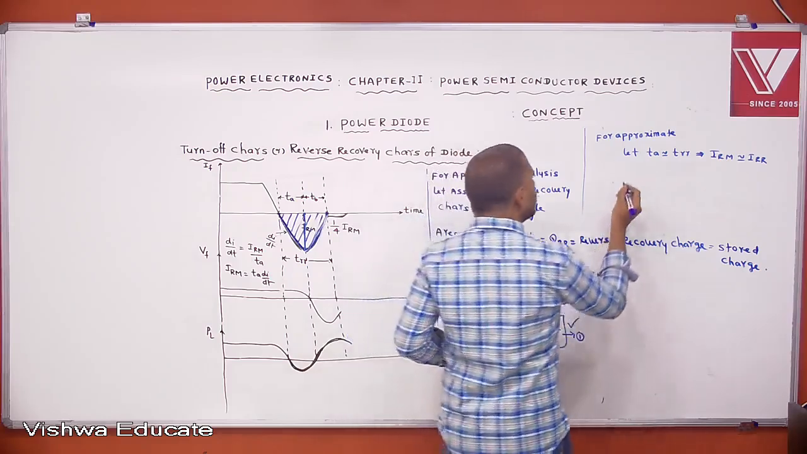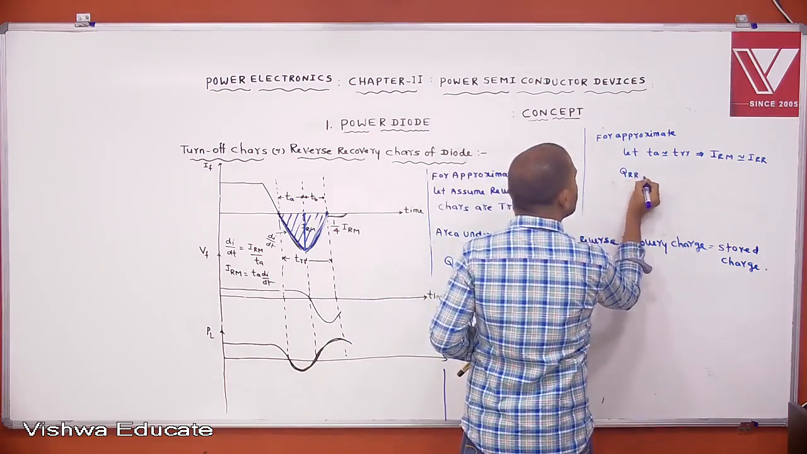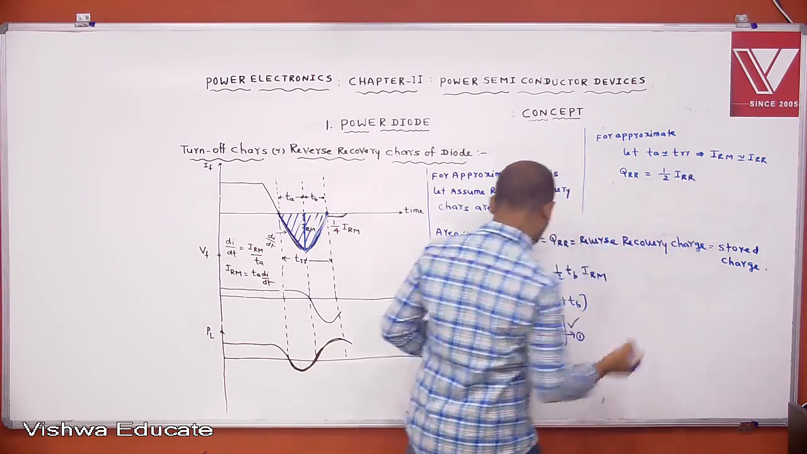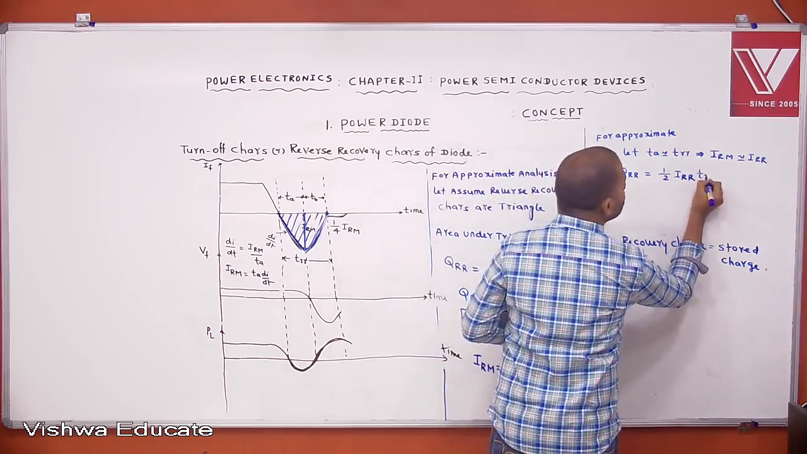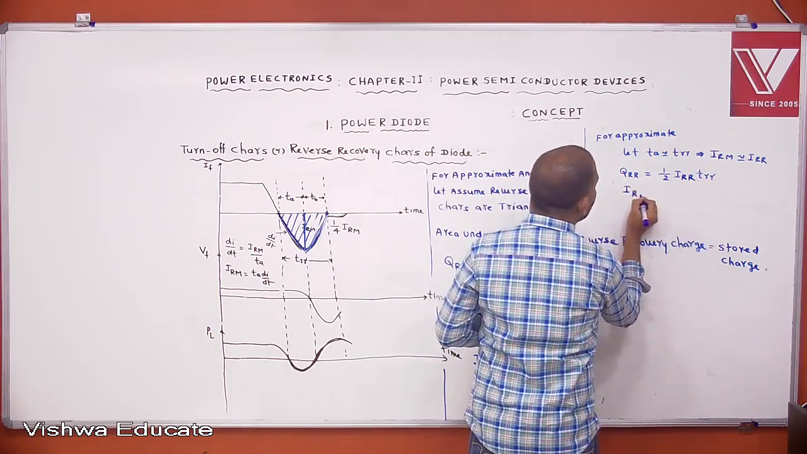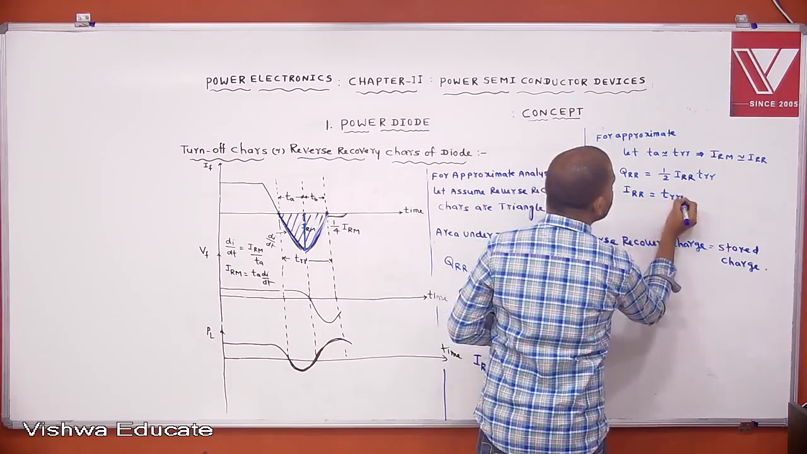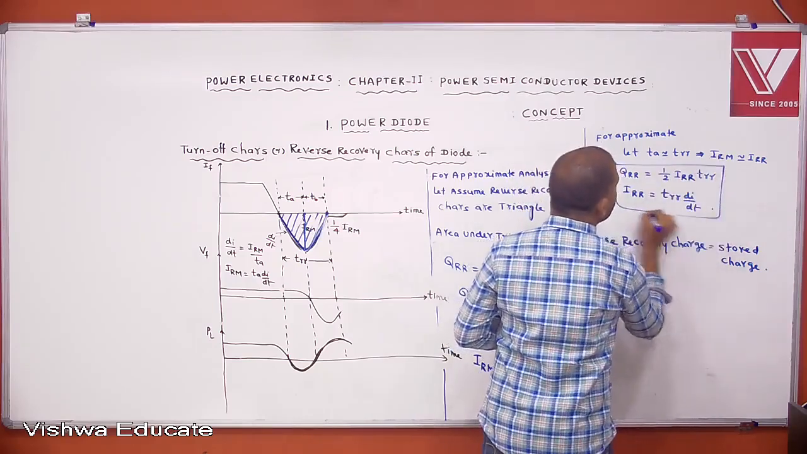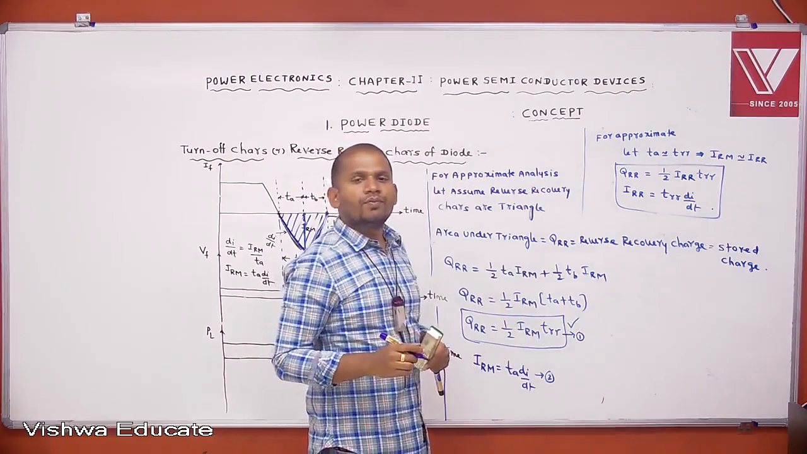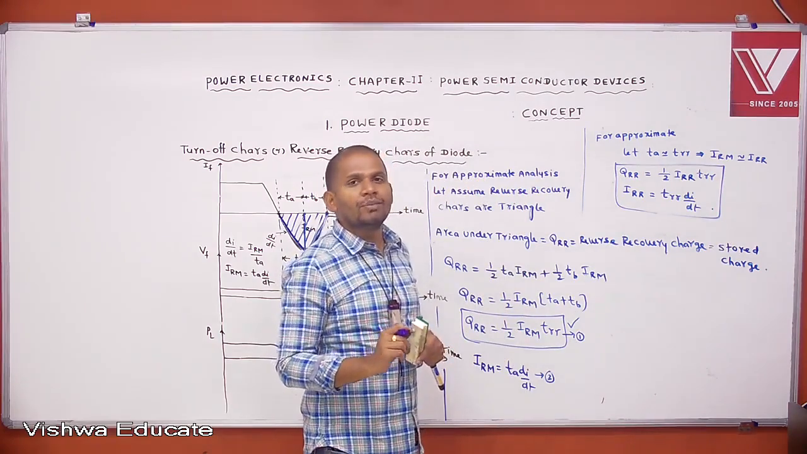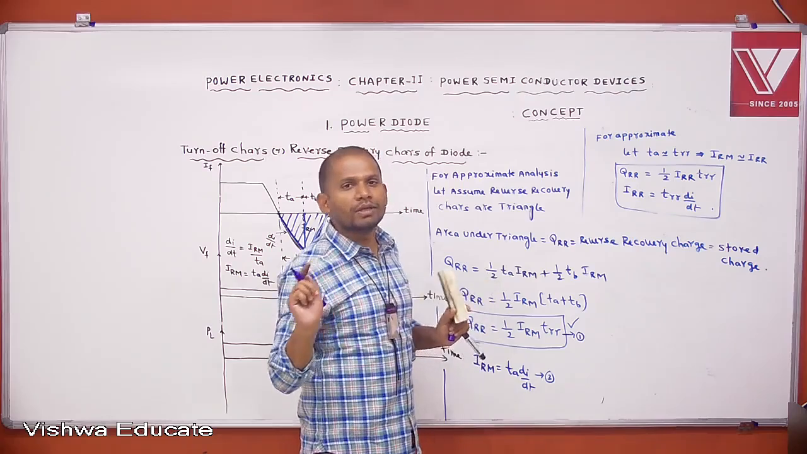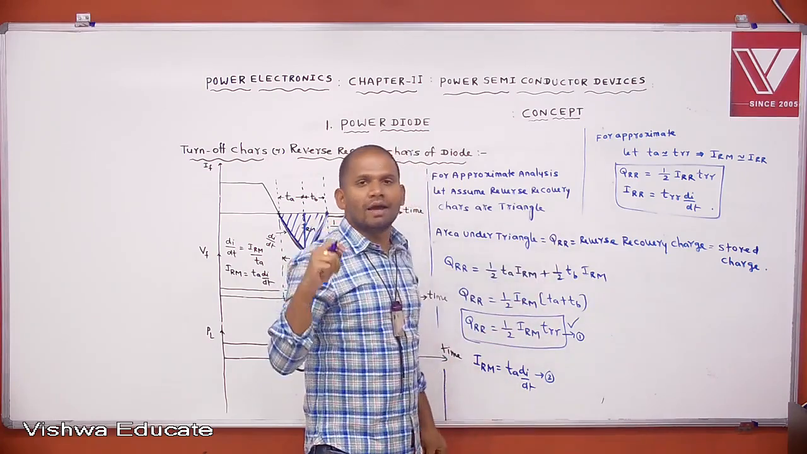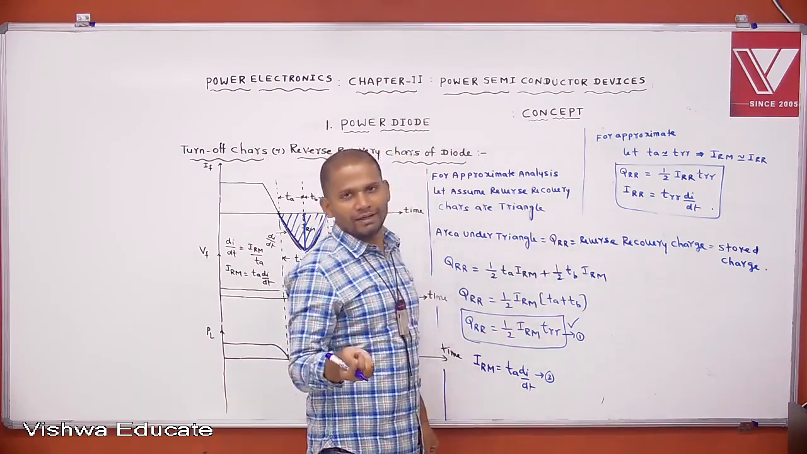Then you also write QRR equal to 1 by 2 IRR into TRR. Then what is IRR equal to? TRR into di by dt. This we can also apply based on the analysis. If data regarding TB is not given, you take TA equal to TRR. Then during that time the current is taken as IRR, where IRR is nothing but the reverse recovery current.